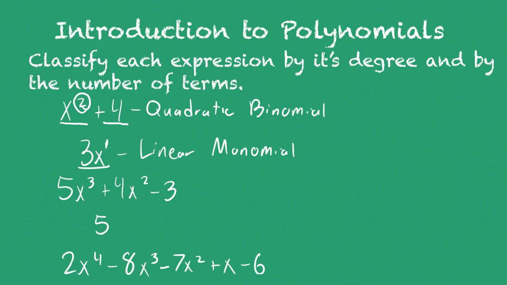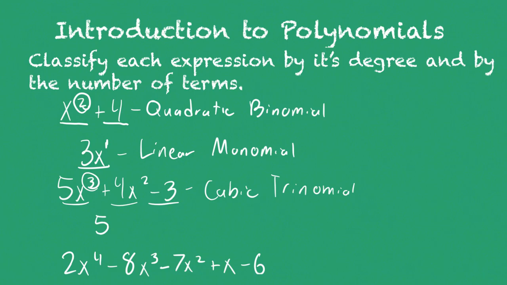Third example, highest exponent. We have a 3, we have a 2, and we have a 3 with no variable. So our highest exponent is a 3, and we know that's called a cubic. And we know we have 1, 2, 3 terms. We call that a trinomial.